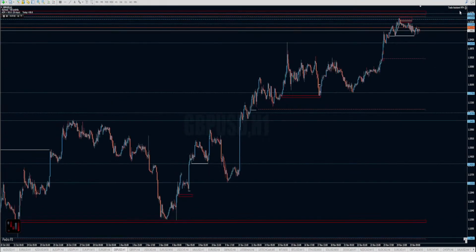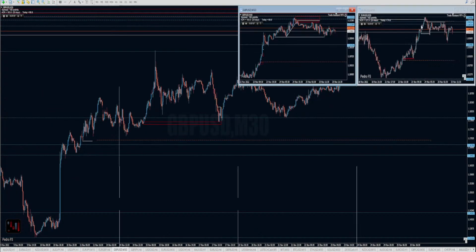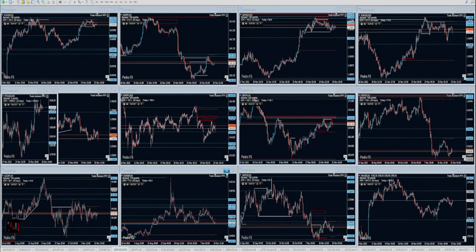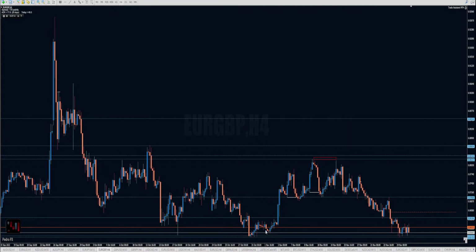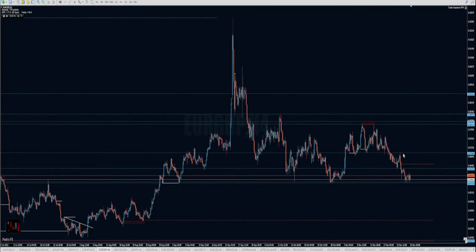Yeah, so this was the pound. On the other hand, I think I mentioned I was looking for the euro pound to approach these lows a little bit more before maybe reversing.